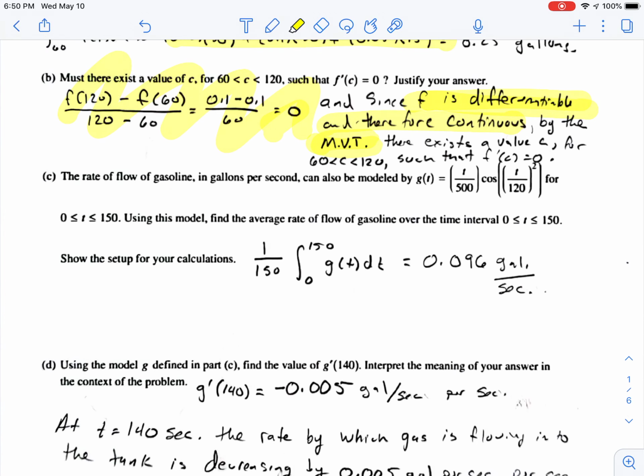C, average value of a function. So we're just trying to find the average value. That is the integral divided by the interval. And hopefully you got that. Units are the same as G of t, so gallons per second.